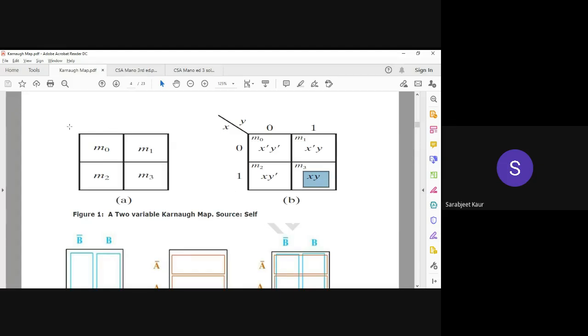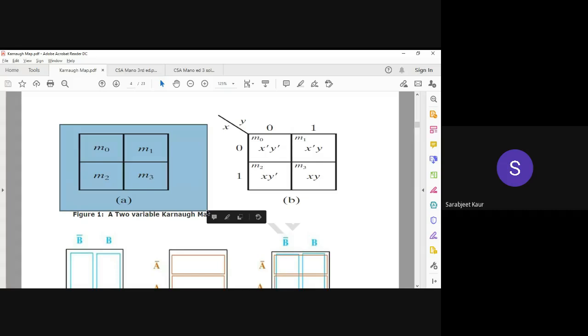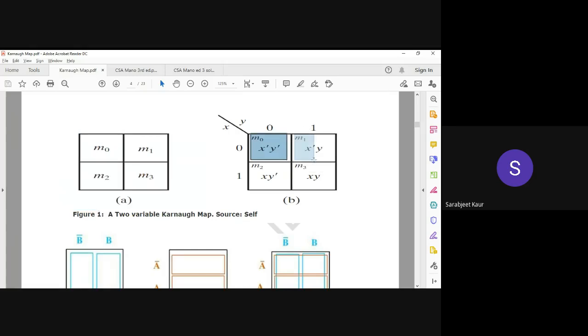So this is what you see depicted in this alternate representation of a two variable key map. They have just put M0, M1, M2, M3 here. Is this clear? Where M0 is this, M1 is this, and so on and so forth. Is this clear? Yes, ma'am.